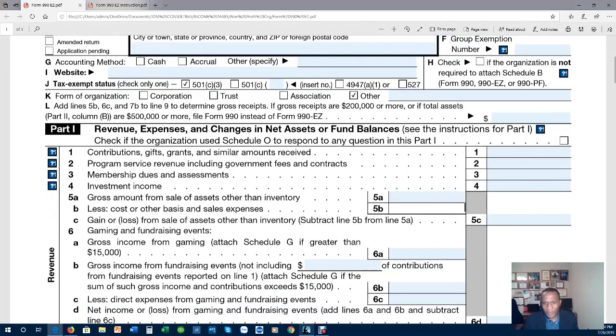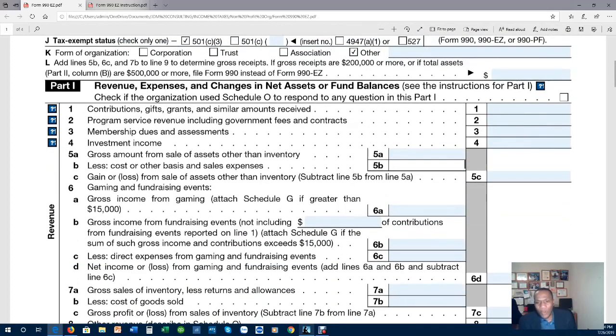And then line G would be gaming and fundraising events. We explained that in the previous video. So any money that you raise in gaming or fundraising activities would be entered here. For example, on line 6A, gross income from gaming, you will attach Schedule G, which is related to gaming or the fundraising activity greater than $15,000. Any amount greater than $15,000, you will enter here.